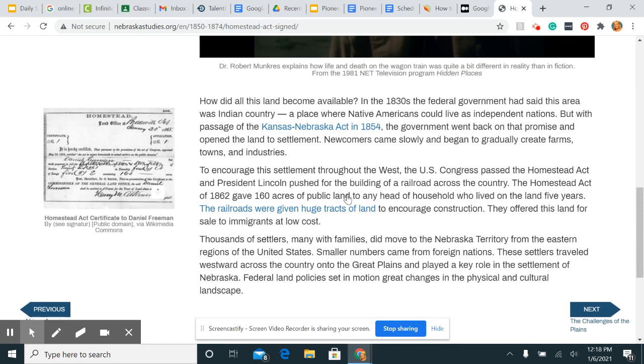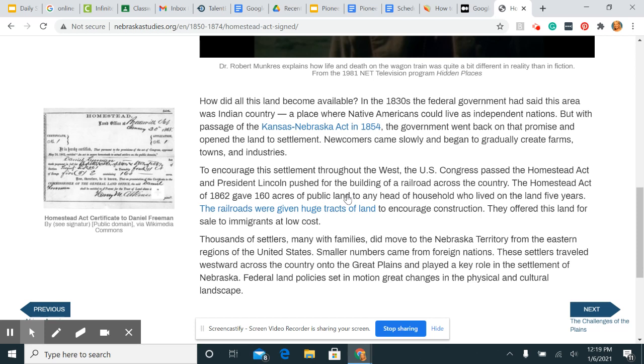So basically, all this land was originally belonging to the Native Americans. But then, when they wanted to expand west, they passed the Kansas-Nebraska Act of 1854, which established Nebraska as a territory and took all of that land that was originally given to the Native Americans in those treaties and said, nope, we are going to open this up for people to be able to settle on it.